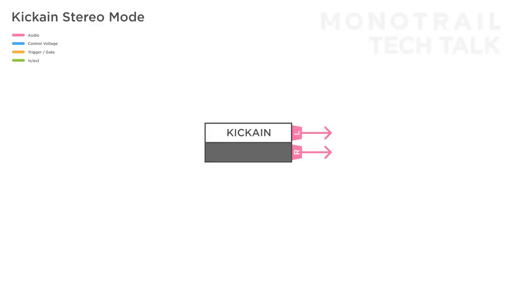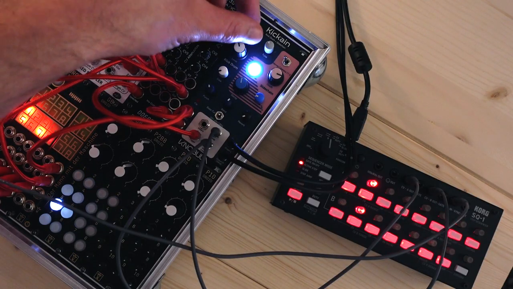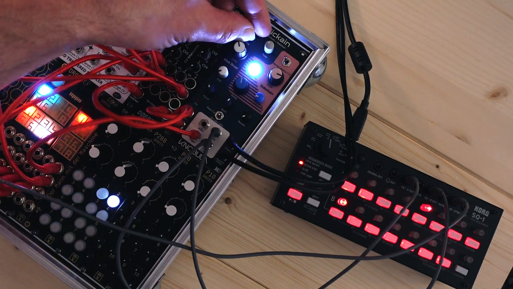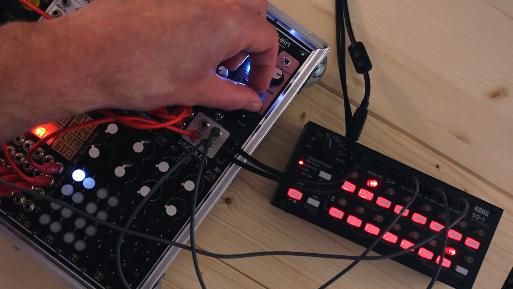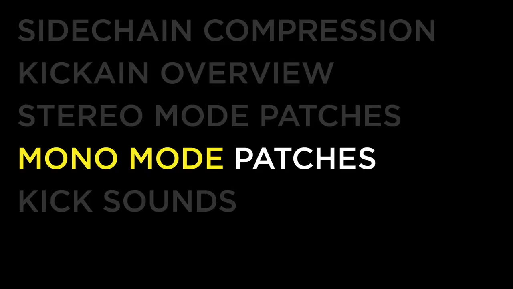I mostly use the Kickain to create a steady kick, with some slow manual tweaking. But there's a lot of fun to be had when modulating the pitch and decay. For example, with two sequencers. This can create entire bass lines. The other mode is a mono mode, and I have to say I'm happy they included this because it offers a few different options.